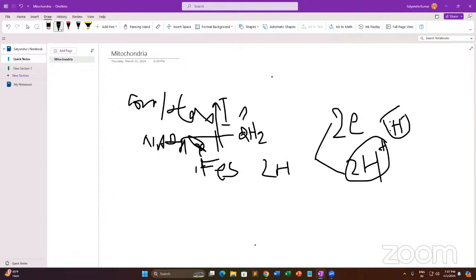In case of the succinate, Anand, I am giving Anand.